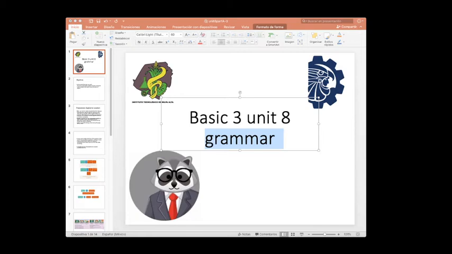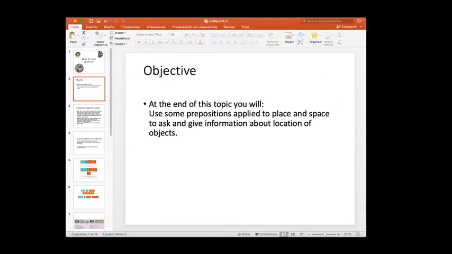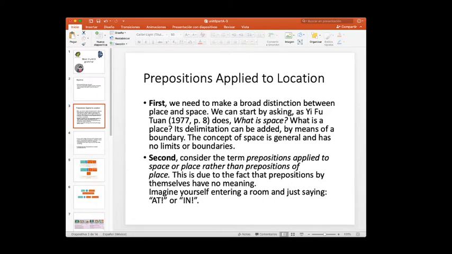This is Basic 3 Unit 8 Grammar. We are going to check, on page 77, the grammar of prepositions of location. The objective is that by the end of this topic you will use some prepositions applied to place and space to ask and give information about the location of objects. Okay? Prepositions applied to locations.